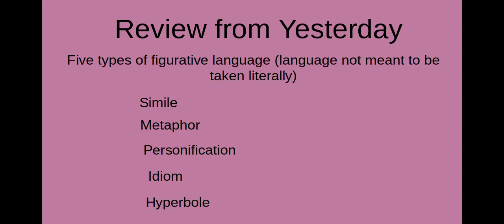We talked about how similes and metaphors are both comparisons, but similes use the words like or as, whereas metaphors say something is something else. They don't use the words like or as like a simile does. We talked about how personification gives qualities of a person to something that's not a person, like the tree smiled. So the tree's not a person, but smiling is something a person would do.